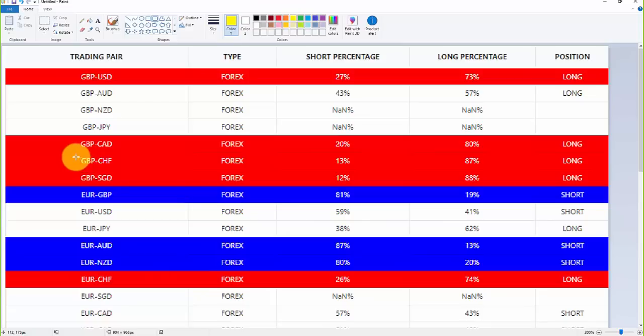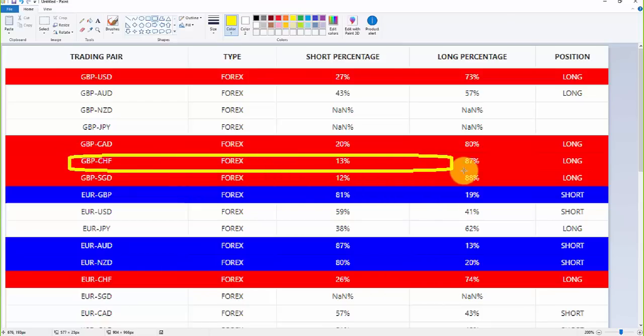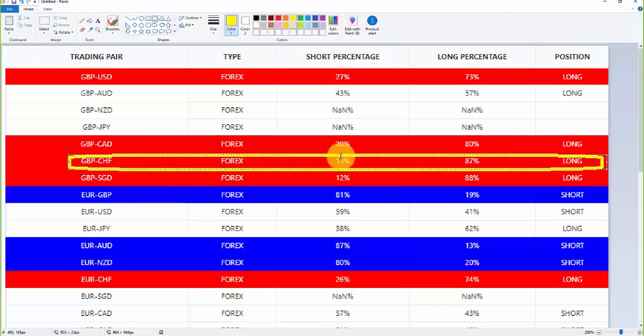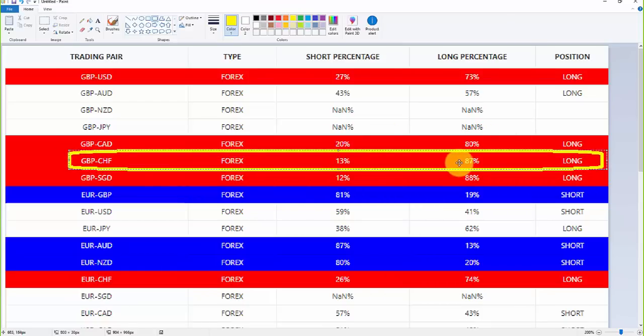And so, for example, I know right now that the way to read this is that 87% of the market is buying pound Swiss. So I'll tell you which group I'm going to be in. Every single day of the week, I'm going to be in this group right here. I'm going to always be in the 13%, the minority here.